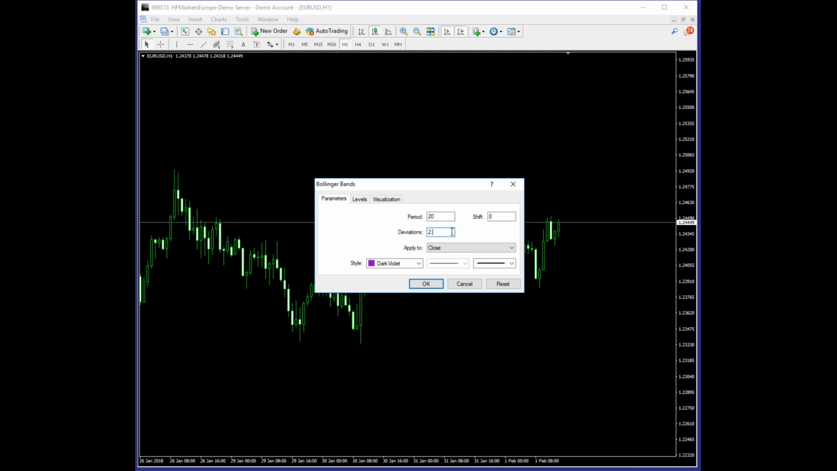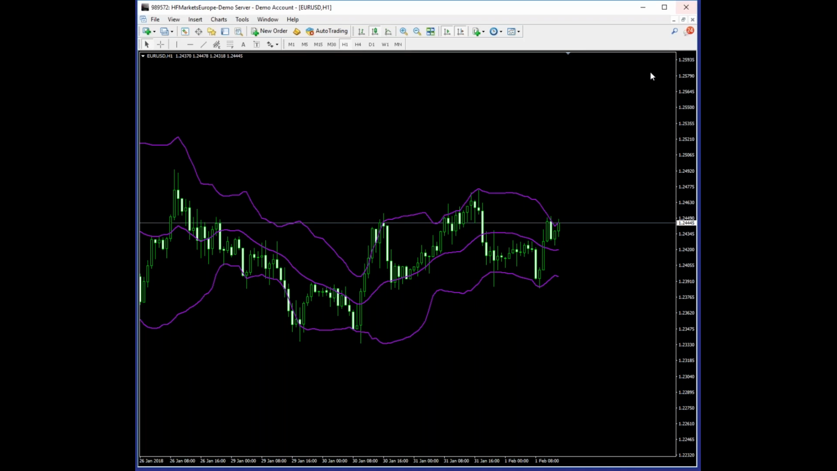Sorry. This already is everyone's personal preference. Some like it to be at 2, some like to have it at 2.5. So I will put it at 2. We'll apply it to the close as per standard. Let it be dark violet, that's fine. Okay, so here we have our Bollinger Bands.